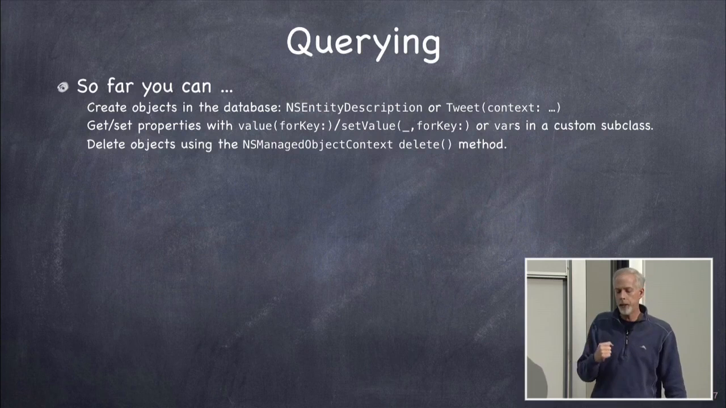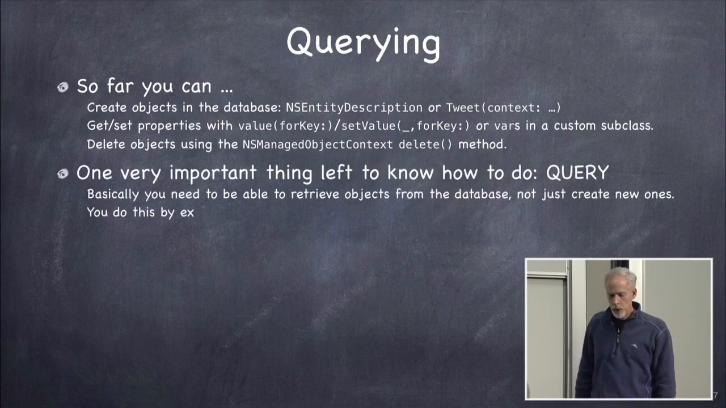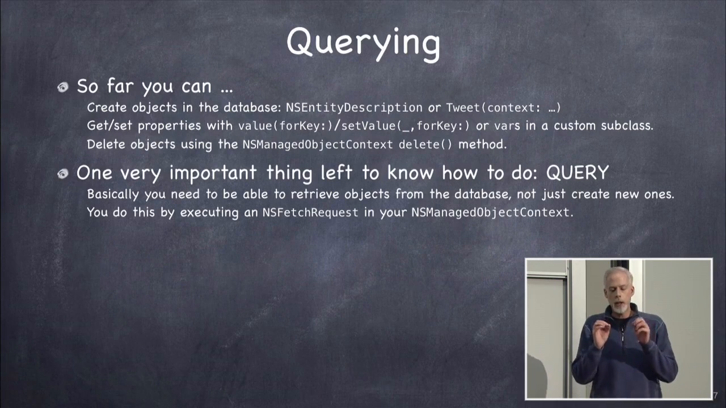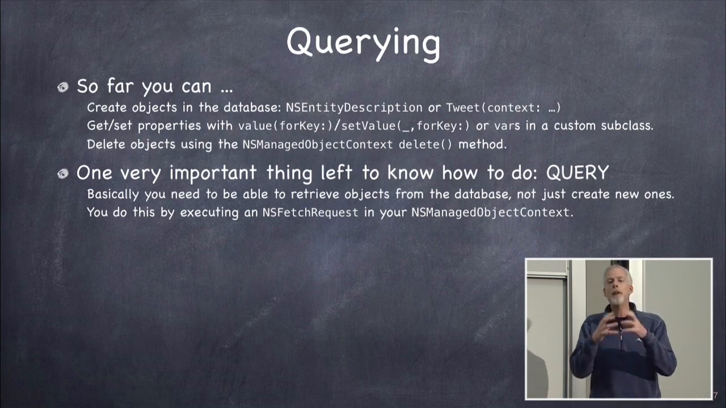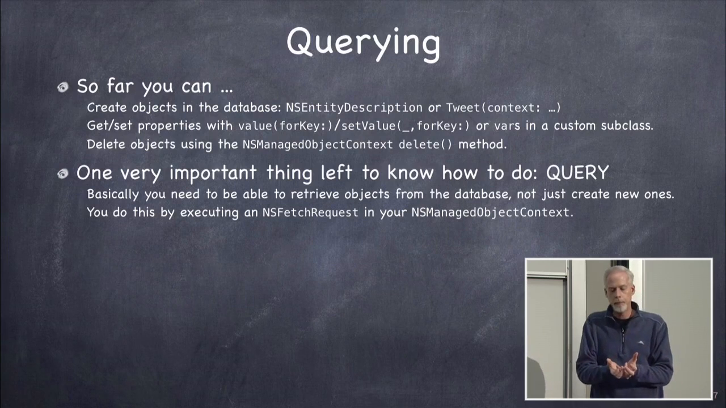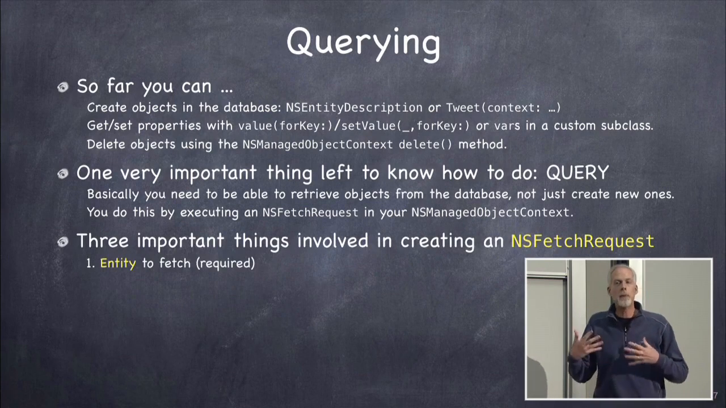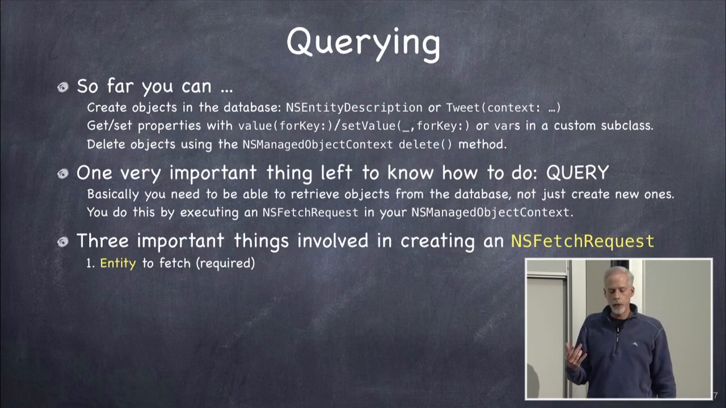If you're not going to make sophisticated requests for the information based on the relationships, etc. So to do a query, the most important thing you need to know is NSFetchRequest. An NSFetchRequest encapsulates what you want from the database. So let's talk about NSFetchRequest and how we build one, and then we'll talk about how we execute one. When we're building one, there are three important things we need to know.